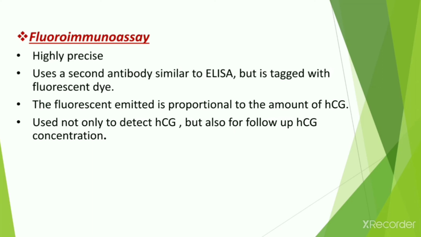Next we have fluoroimmunoassay method. These are highly precise tests. It also uses a second antibody similar to ELISA, but it is tagged with fluorescent dye. The fluorescence emitted is proportional to the amount of HCG, so it is used for the follow-up of HCG concentration.